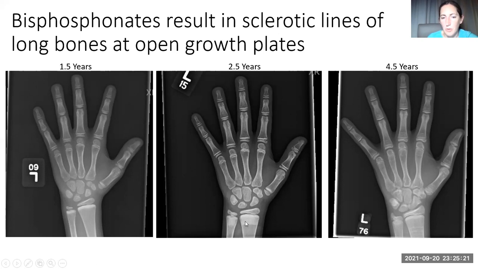He's grown in that interim, so that sclerotic band looks like it's expanded. That just represents how much bone has grown in the last 2.5 years. And it becomes more prominent in the phalanges of the fingers.